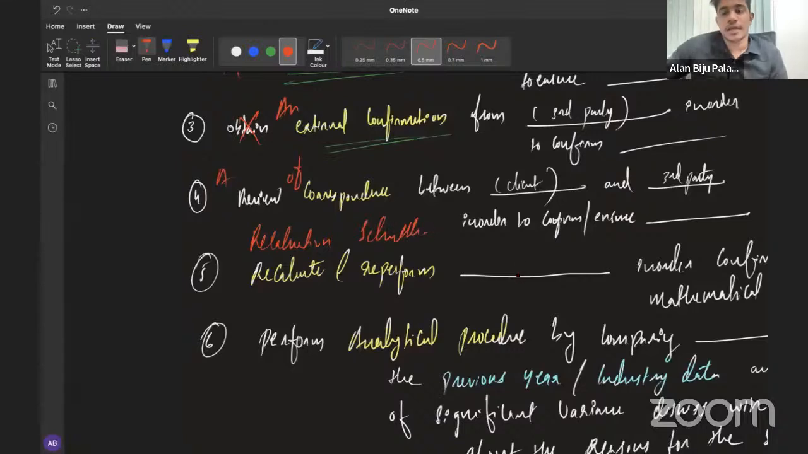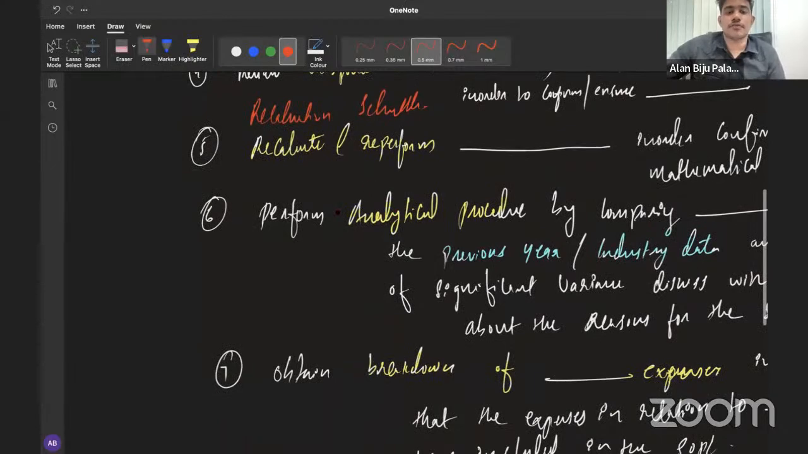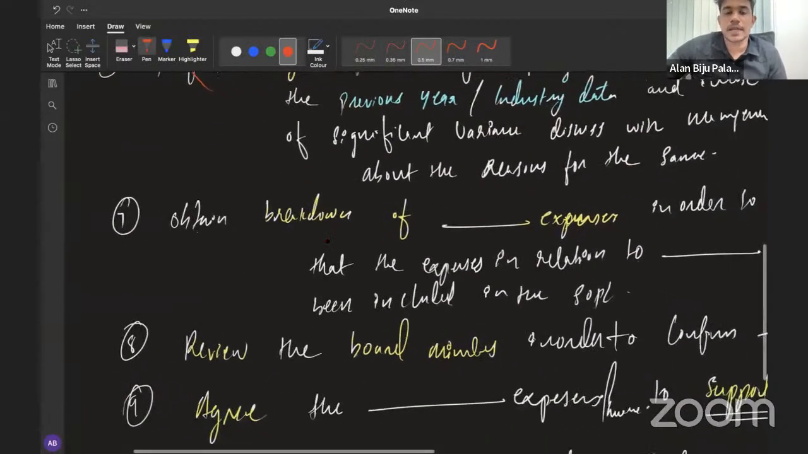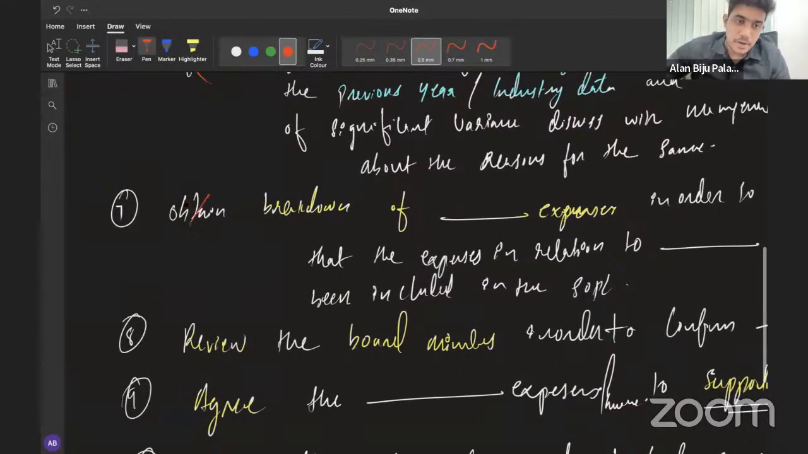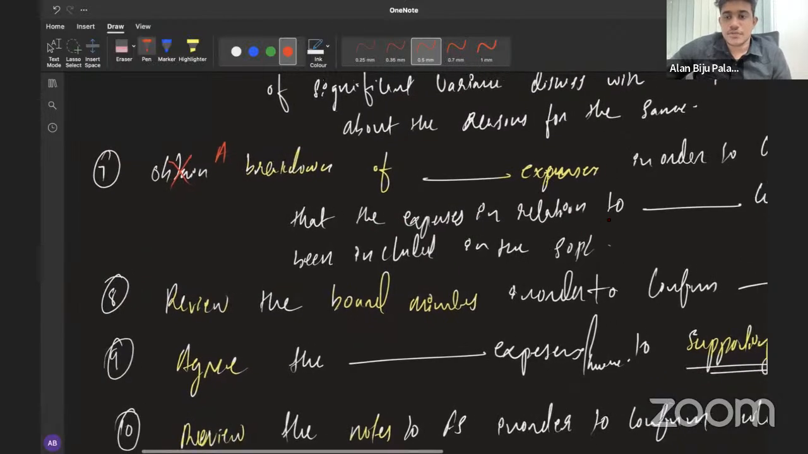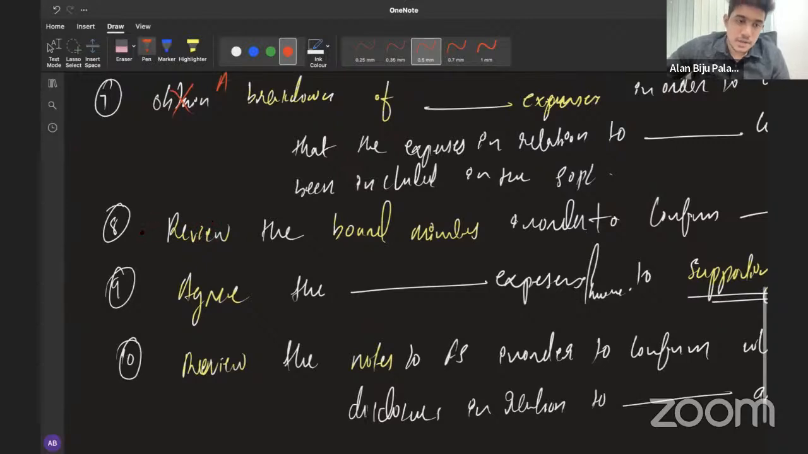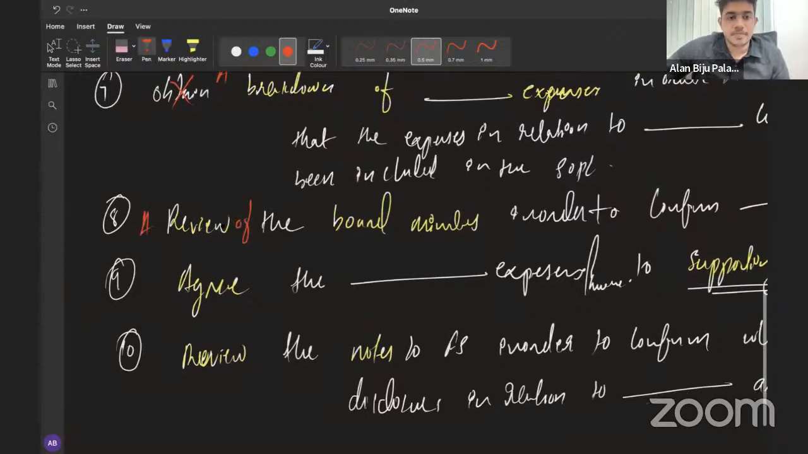Instead of recalculation, you can include a recalculation schedule of the expense spent on the feasibility study in order to confirm the mathematical accuracy. Instead of writing perform analytical procedure, write an analytical procedure of dash. Instead of writing obtaining a breakdown of expenses, you can include a breakdown of operating expenses in order to confirm that expense in relation to the feasibility study has been included in SOPL. Review of board minutes: instead of that, a review of the board minutes.